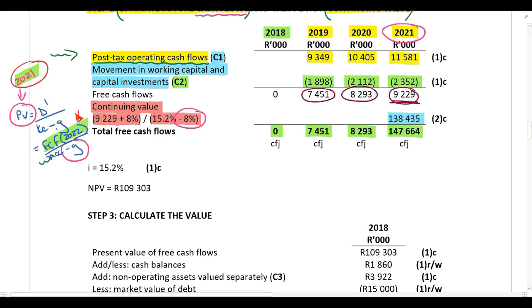And please remember, guys, you must always show your calculator steps. So input all of those cash flows into your financial calculator. We use the company's WACC as our discount rate. In step 1, we calculated the WACC to be 15.2%, and you calculate the net present value. All right, and that completes step 2.